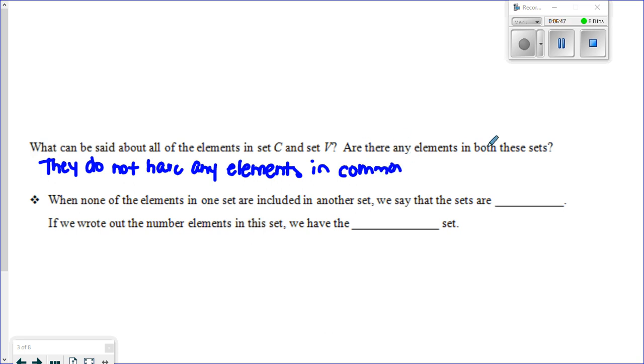So are there any elements in both these sets? No. If we had said Y was a vowel and sometimes also a consonant, then it would be a different story. But based on how we defined it up above, they don't have any elements in common. So there's nothing that's a consonant that's also a vowel. So when none of the elements in one set are included in another set, we say that these sets are disjoint.